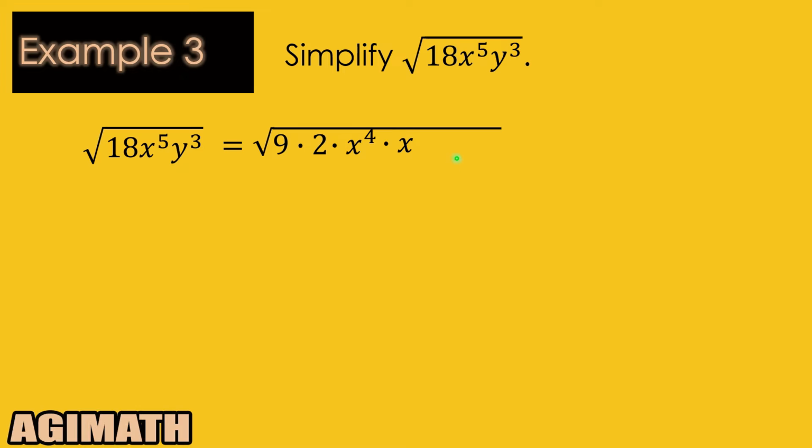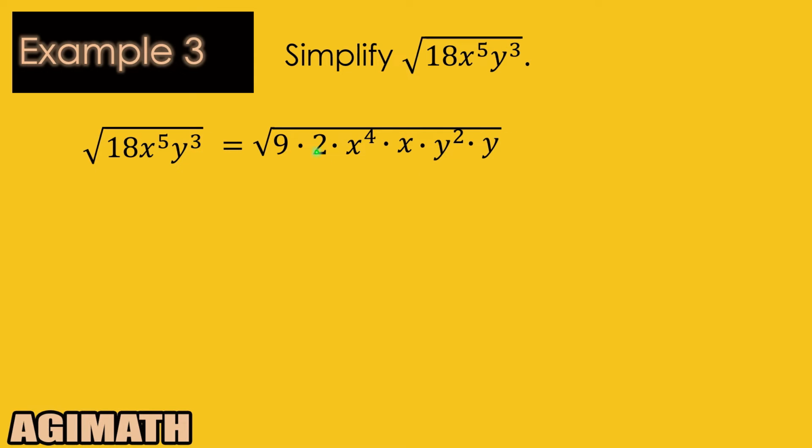When it comes to y, the same process. Since the index is 2, you ask yourselves what is the highest number which is divisible by 2 but less than 3. So you only have one choice, which is 2. So we factor y cubed into y squared times y. Again, 2 is divisible by 2, and then 2 plus 1 is 3. So we have y cubed.